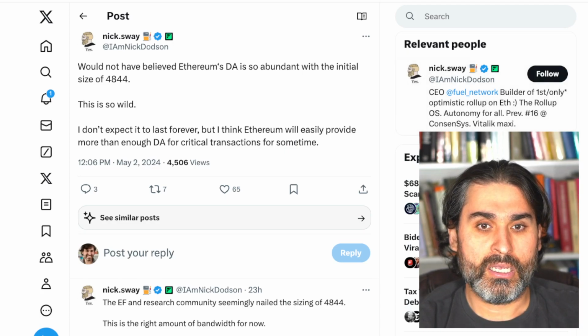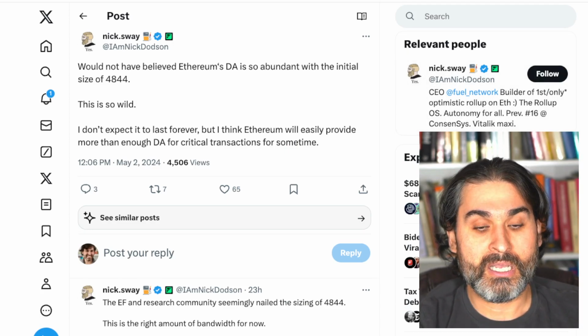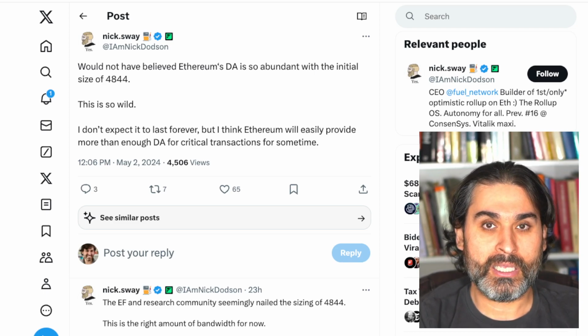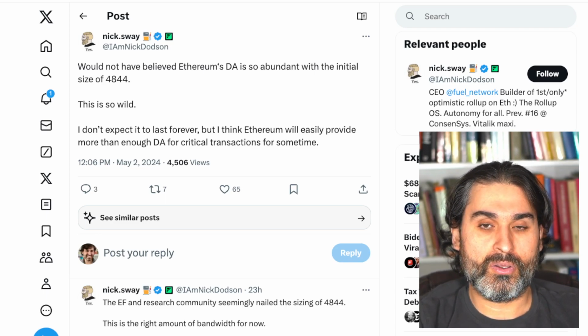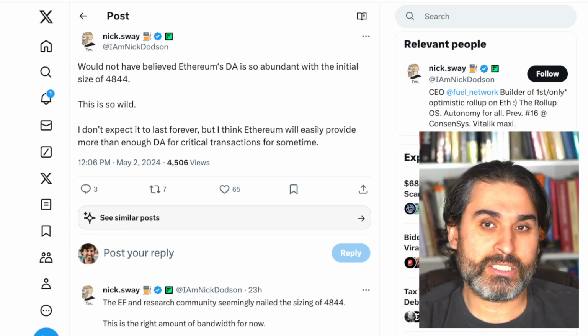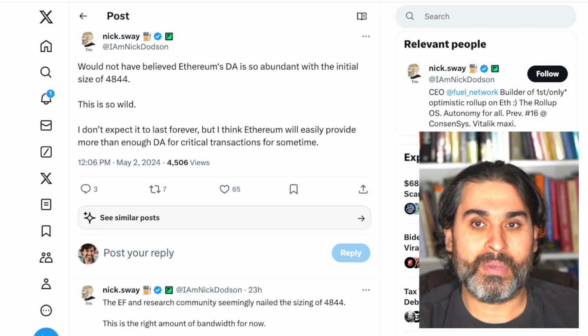Nick here is saying they don't expect this to last forever. But the great thing is that as layer 2 demand increases and blobs actually start having a price, then in the next hard fork we can increase the number of blobs if we wanted to, like to go to 6 to 12, to whatever we want. And that's really, really cool.